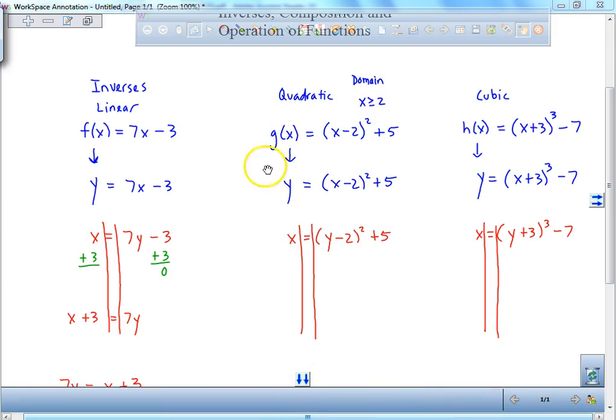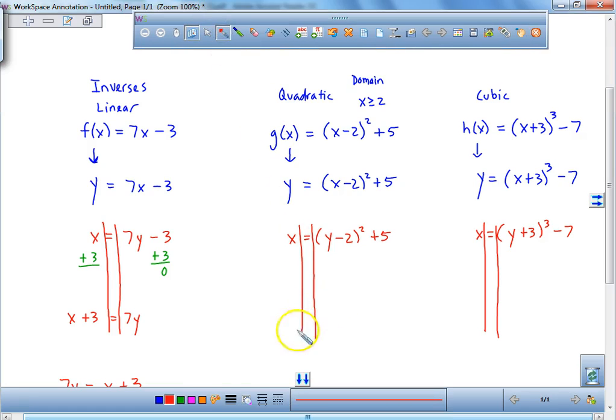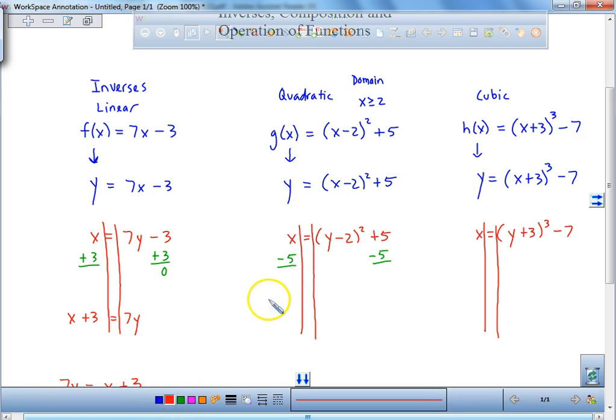All right, so let's go ahead and solve for this inverse. So once again, first thing we're going to do is isolate the y values. So we're going to take away a 5 on this side, and we're going to take away a 5 on this side. And you are left with x minus 5 equals parentheses y minus 2 squared. At this point, you have to remember how to unsquare something that's being squared. And that's where that square root symbol comes in handy. So we're going to take the square root of this side, and we're going to take the square root of this side.